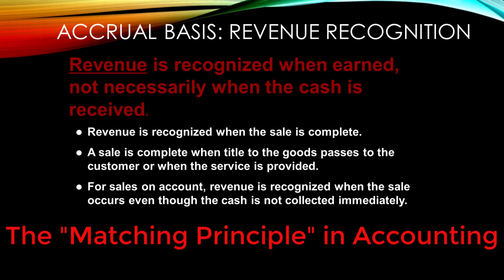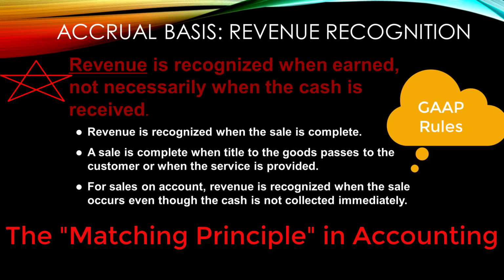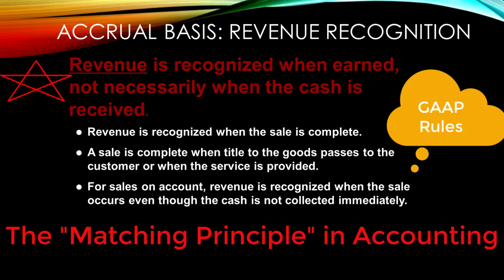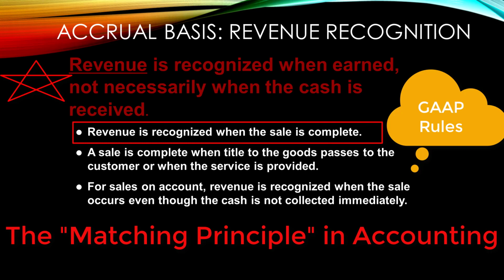In this chapter, we're going to learn more about adjustments. Remember, we are using something called the accrual basis of accounting. We learned these very early GAAP rules when we first started the class. We said revenue is recognized when earned, not necessarily when the cash is received. On the slide, you will see that revenue is recognized when the sale is complete.